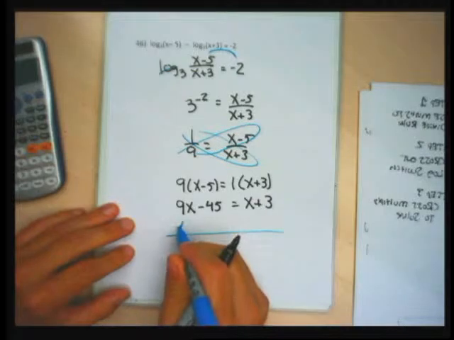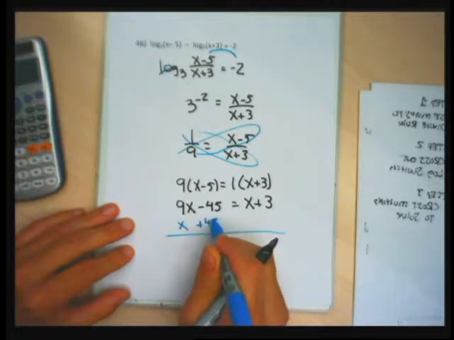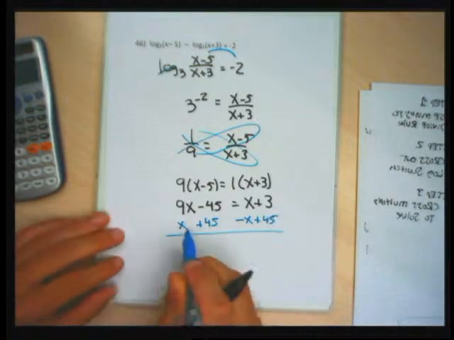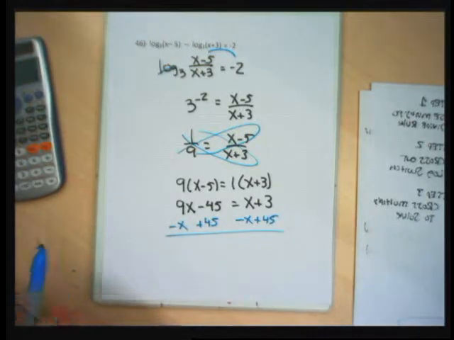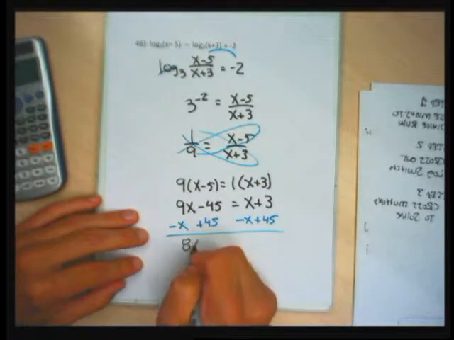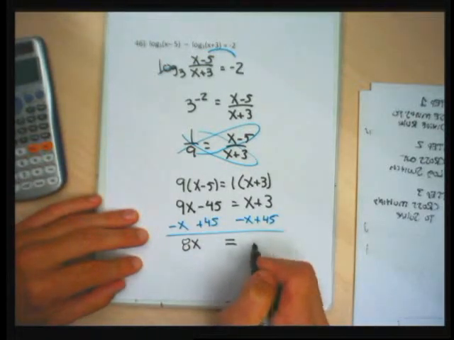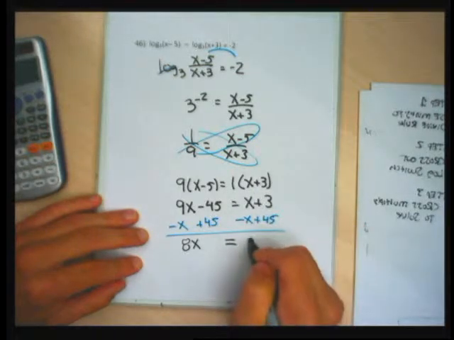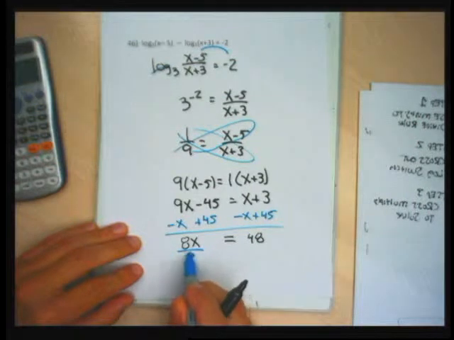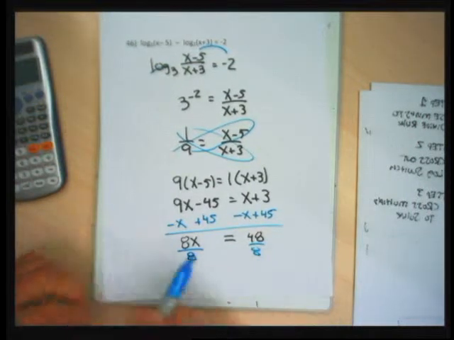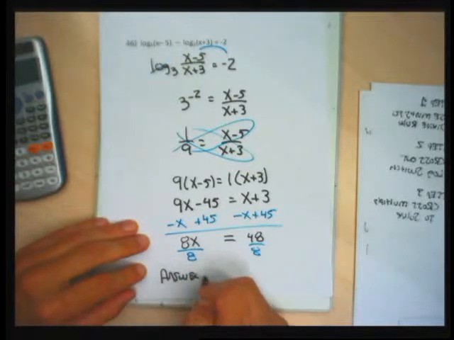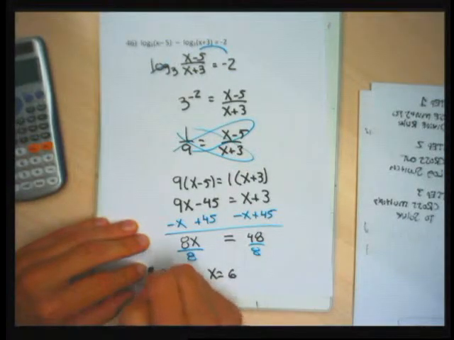So now I'm going to minus x and add 45, minus x and add 45. On the left side, 9x minus x is the same as 9x minus 1x, which is 8x. 45's cancel. X's cancel. 3 plus 45 is 48. I'm going to divide by 8, and get an answer that I need to check of x equal to 6.